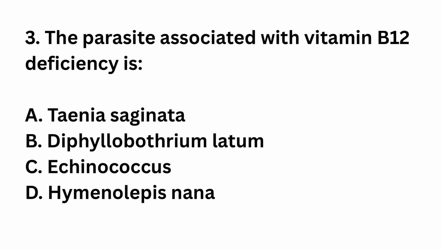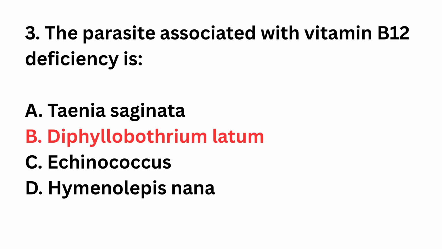Question number 3. The parasite associated with vitamin B12 deficiency is Taenia saginata, Diphyllobothrium latum, Echinococcus, Hymenolepis nana. The right answer is option B, Diphyllobothrium latum. Diphyllobothrium latum absorbs vitamin B12 from the intestine. This leads to megaloblastic anemia.